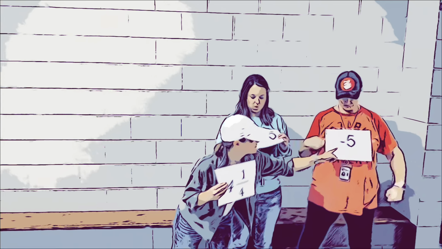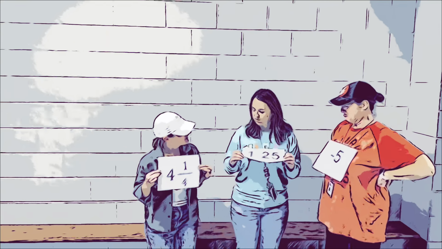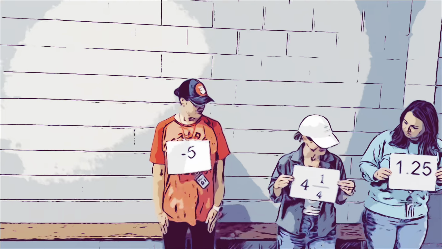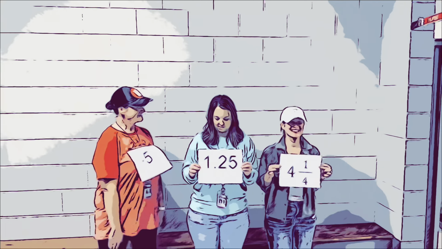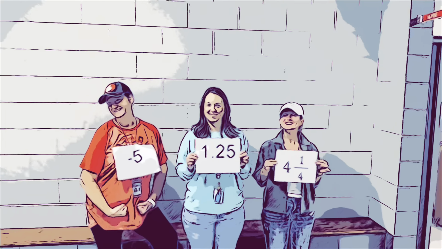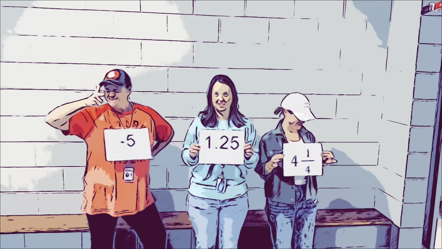The farther a number is to the left on a number line, the smaller its value. The correct order is -5, 1.25, and 4 1/4. Maybe you can get the greatest next time, Mrs. Benton.